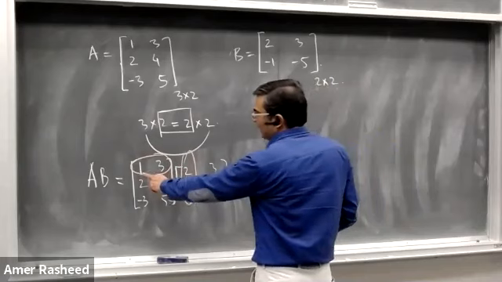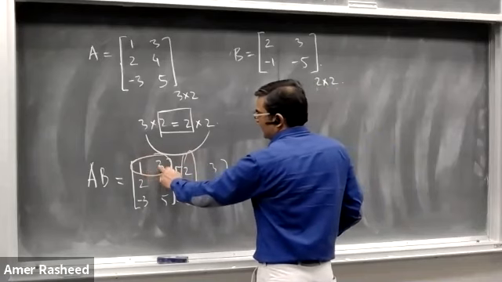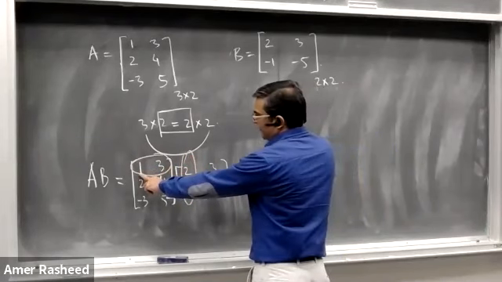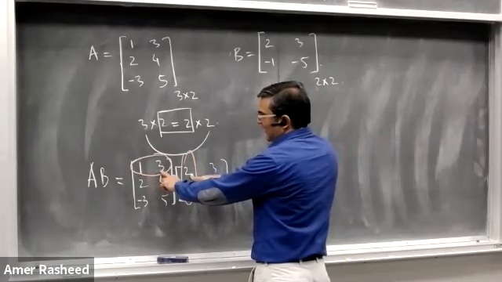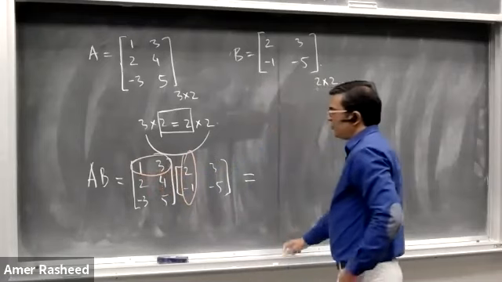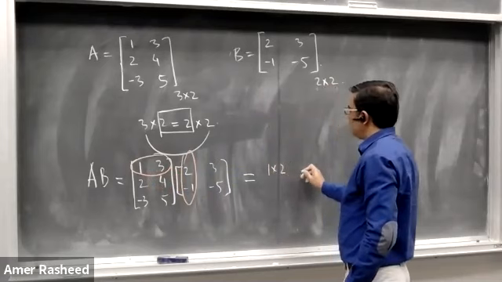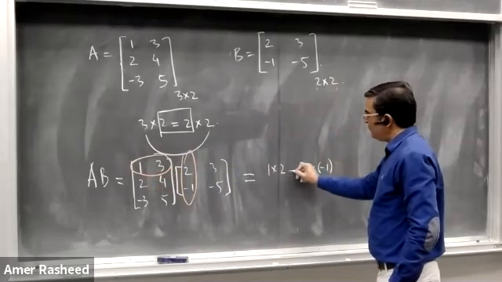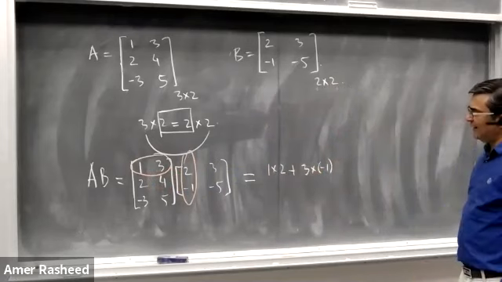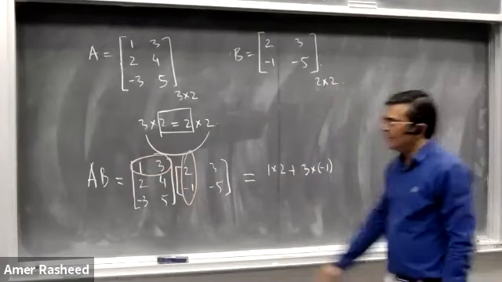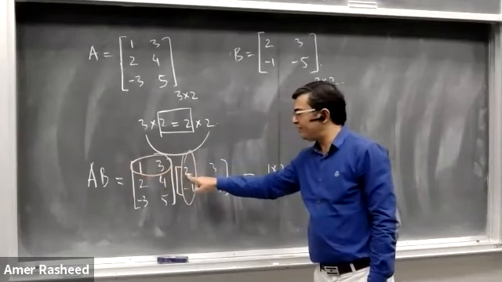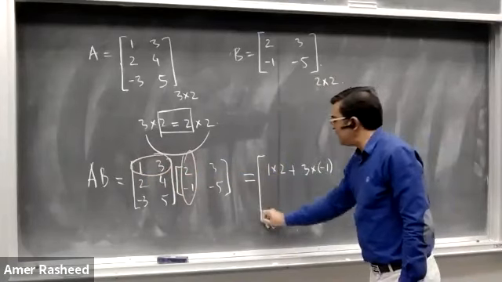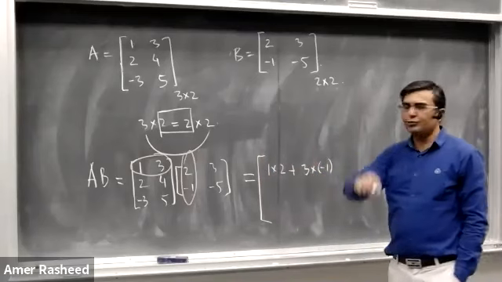We multiply the respective entries in this row and column with each other, and then we add them. For example, we multiply the first entry with the first here and the second entry with the second here. So what do we do here? We multiply 1 with 2 and 3 with -1, and we put a plus sign in between them. So this will be the first entry of the product of these two matrices.